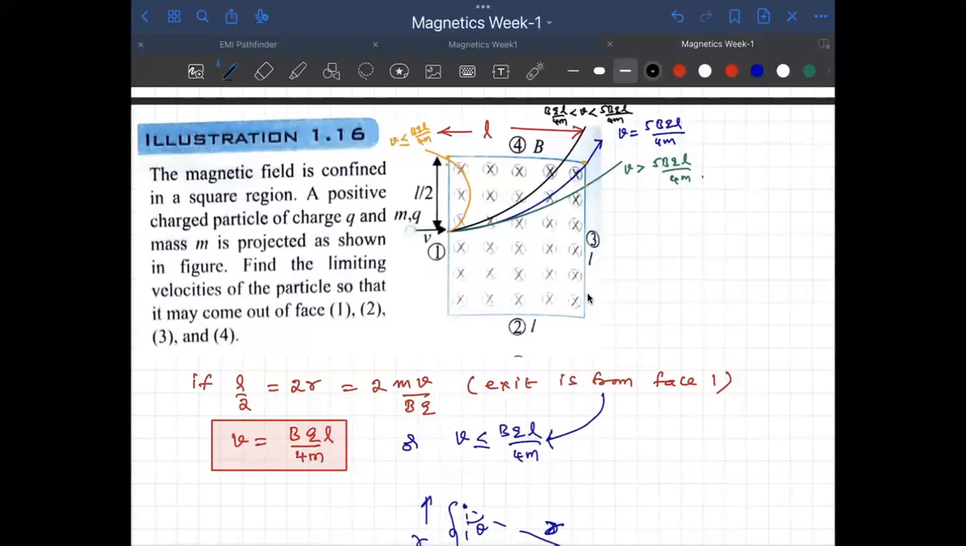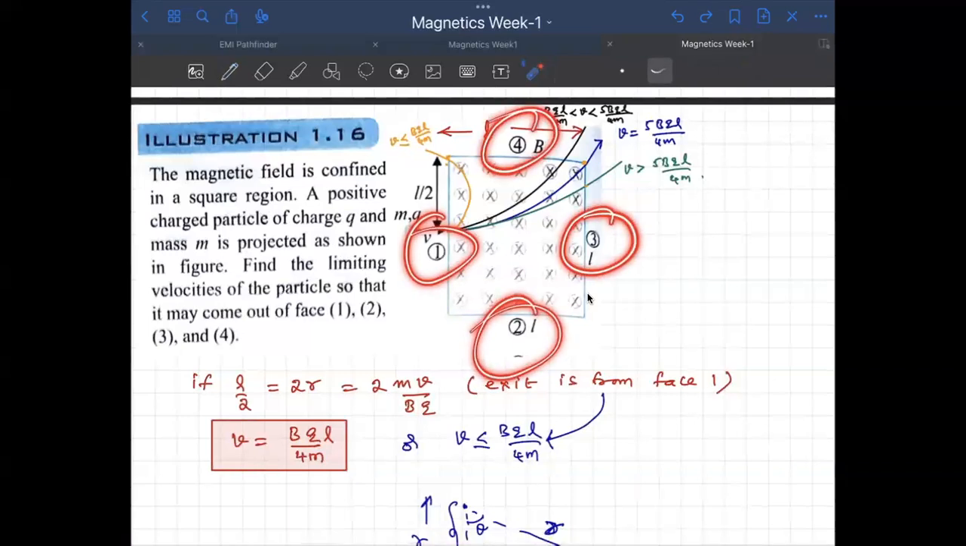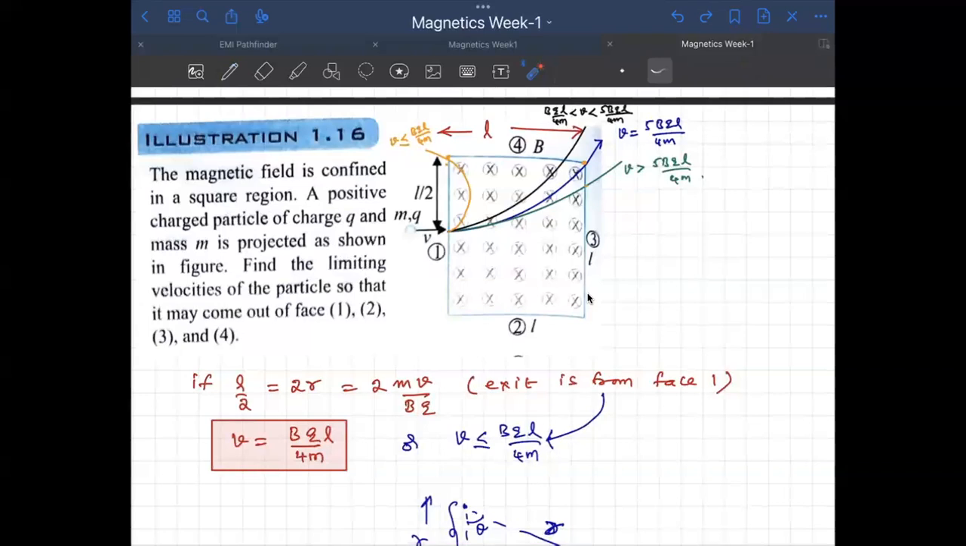The magnetic field is confined in a square region. A positively charged particle of charge Q and mass M is projected as shown in the figure. Find the limiting velocities of the particle so that it may come out of face 1. Can you see, locate 1? Here, can you locate 1? This is 1. This is 2. This is 3. This is 4. Right.